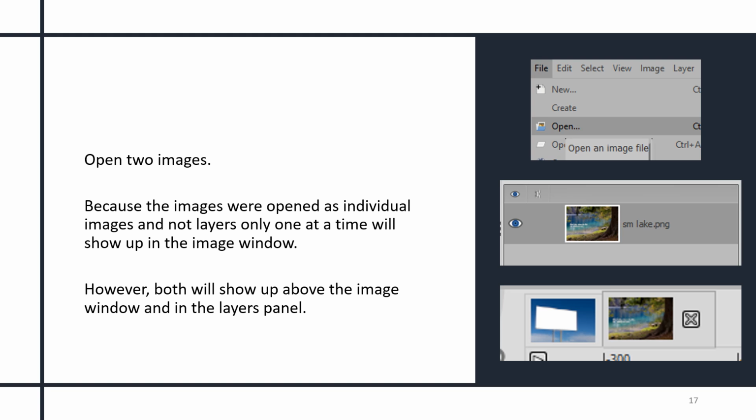Open 2 images. Because the images were open as individual images and not as layers, only one at a time will show up on the image window. However, both will show up above the image window and in the Layers panel.